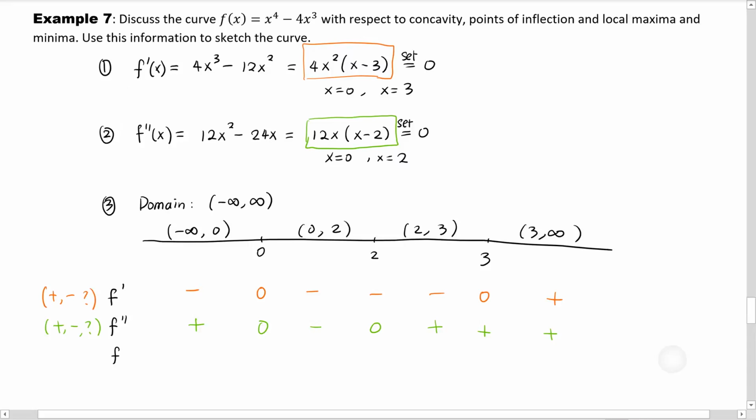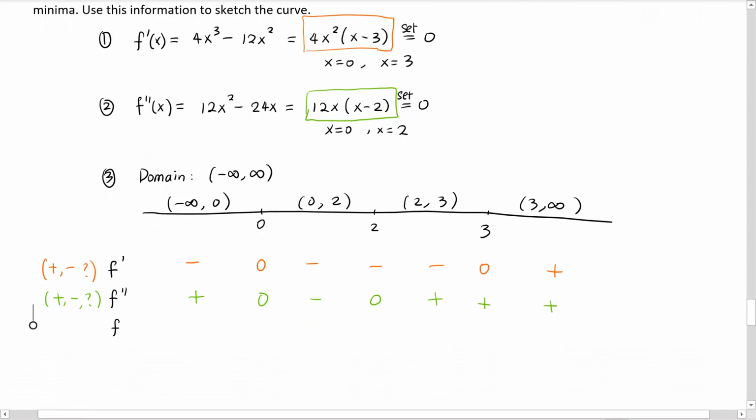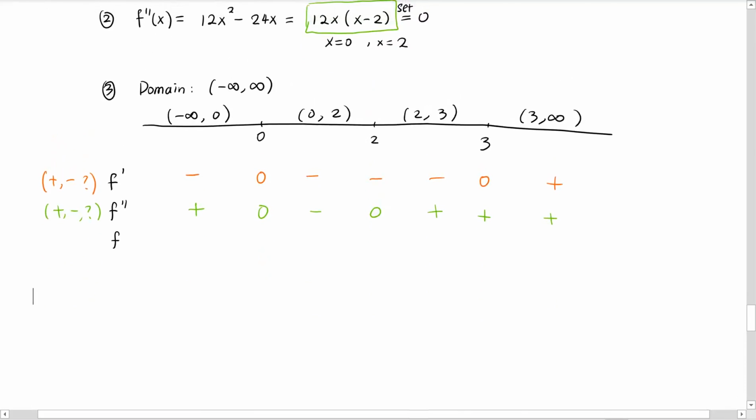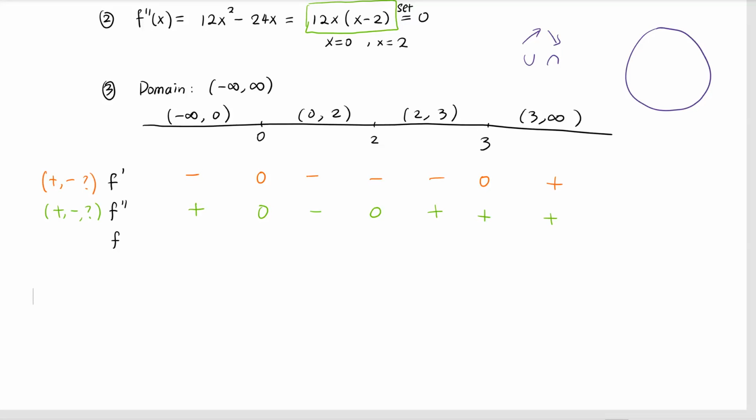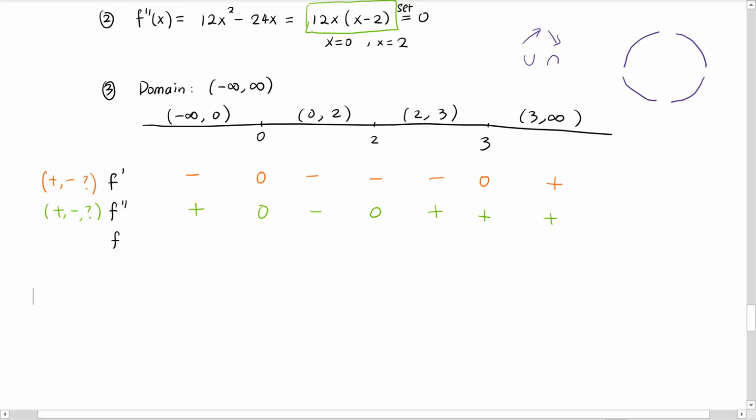Okay, so before, if we care about increasing and decreasing, we can answer like up or down, right? When we care about concave up or down, we can do this. But right now, we want to combine all this information. So what we do is, you imagine we have a circle, okay? And we divide it into 4 pieces. So we have this guy, this guy, this guy, and this guy.